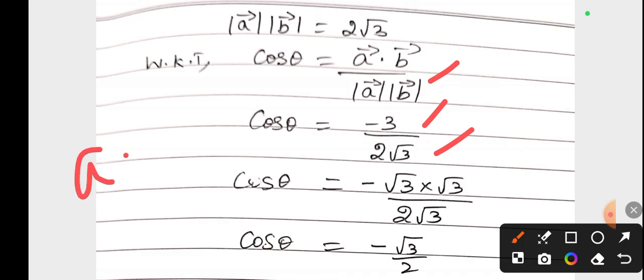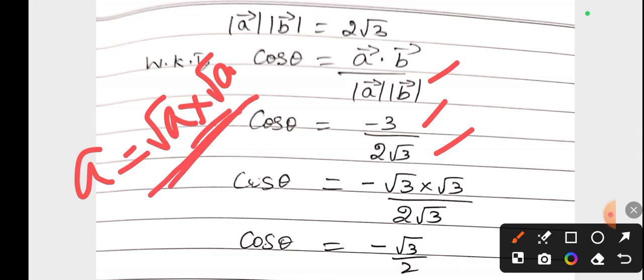We all know, children, a we can write as root a into root a. I am saying this because 3 I can write as root 3 into root 3. Any satisfaction for cancelling? Yes, this root 3 cancels.